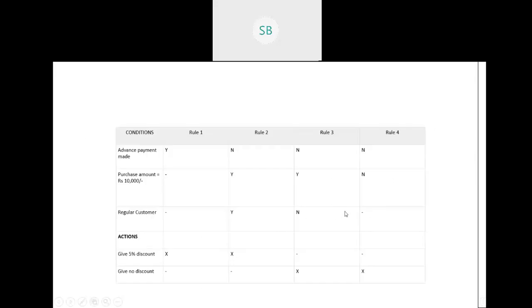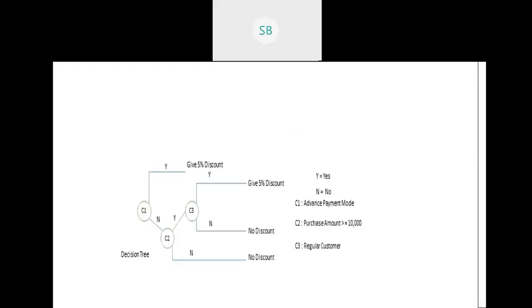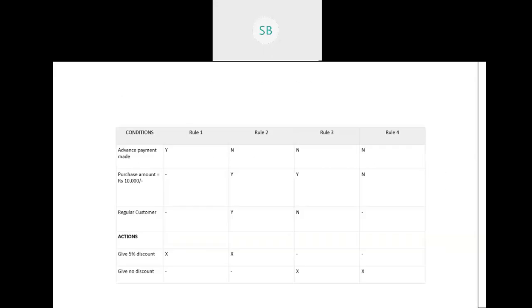For C3, there is no rule 4, I guess. Rule 4 is there? No, there is no rule 4. They have mentioned an additional one, so just don't think about it, because we have only till rule 3. They have just made a mistake. This Y should be here, and it should be Y and N. Later, we need to find the action entry. This was the conditions entry.